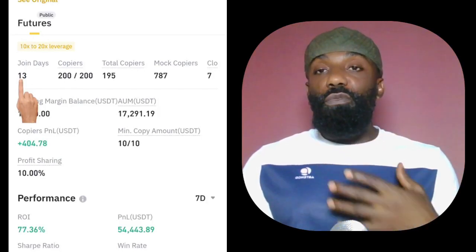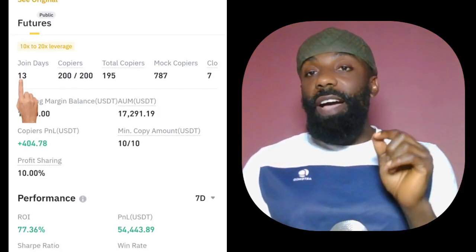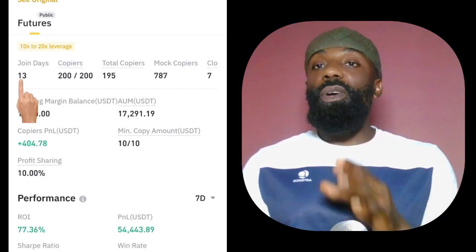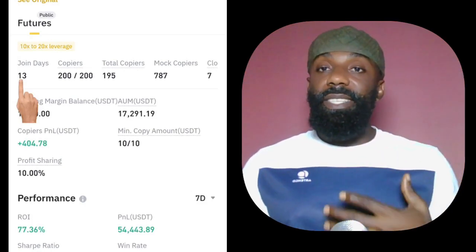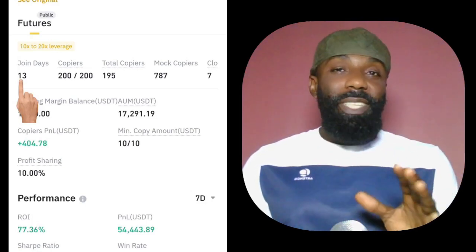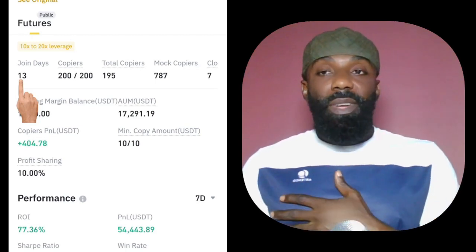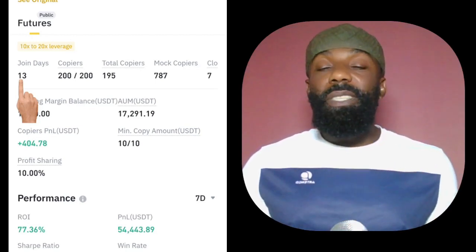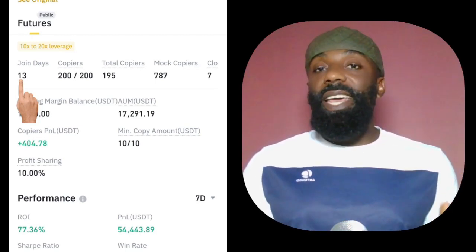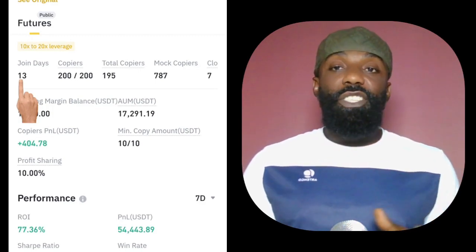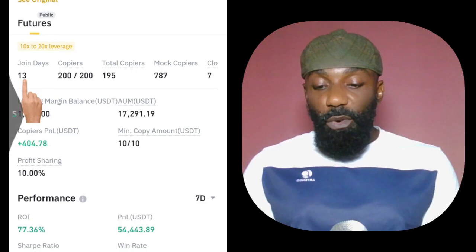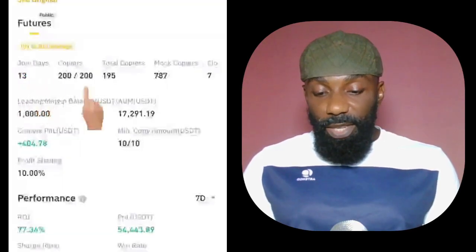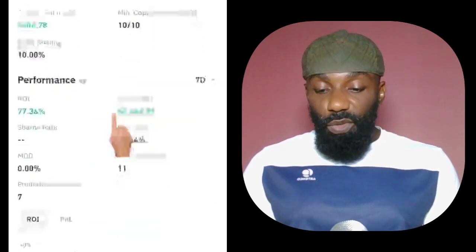So it's good. For me, the way I rate it is you have to be on Binance Copy Trading for over 10 days. 10 days or above, then I'll be able to follow you. But anything below 5 days, I don't really like following them, because it means this person is just new on Binance Copy Trading. Hence, I cannot really tell if this person is a good trader or not. But for this guy that has been here for over 13 days, looking at his trade, you can tell that he's a good trader.